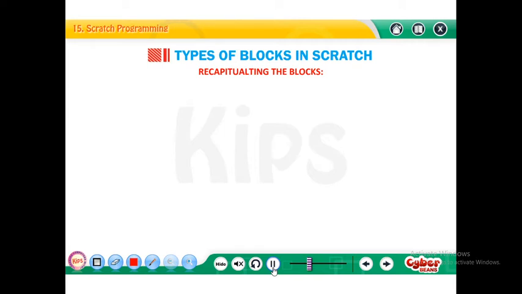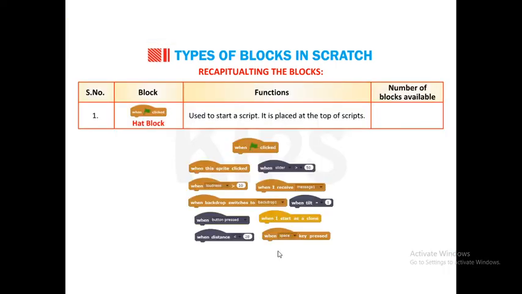The first one is hat blocks. Hat blocks are used to start your script. Mainly this block is placed at the top of your script. Okay, 11 blocks are available.